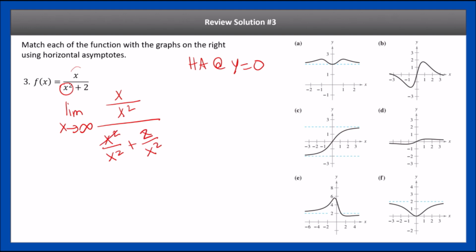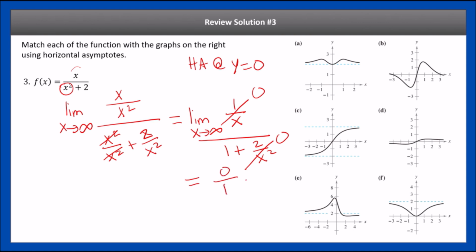All right, so x squareds cancel. This is 1 over x. Now if I plug infinity into the denominators, this goes to 0, this goes to 0, leaving us with 0 divided by 1, which is 0. So we got a horizontal asymptote of 0.